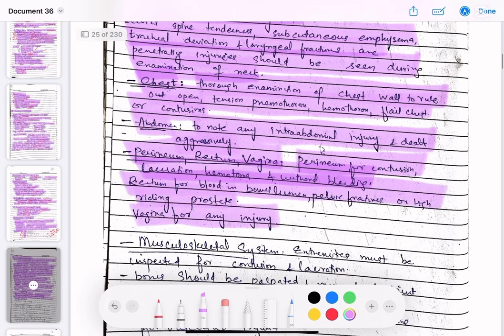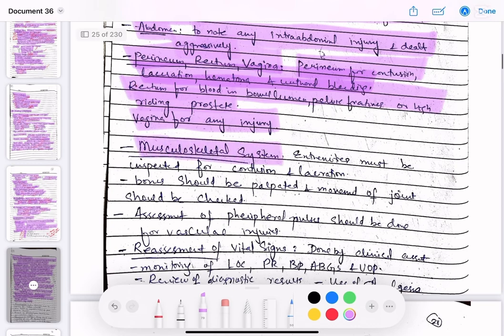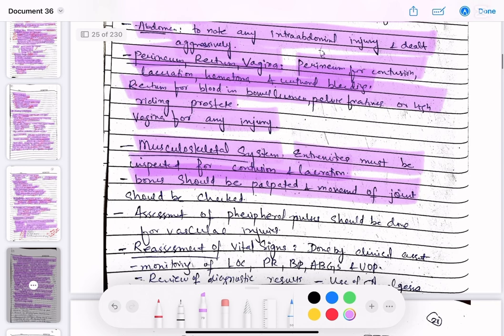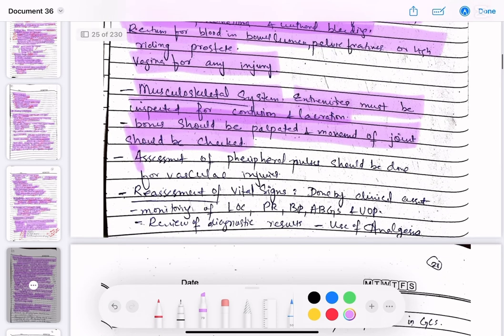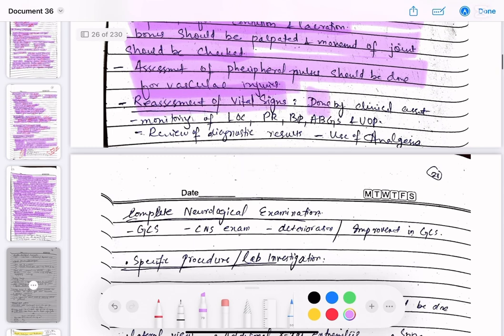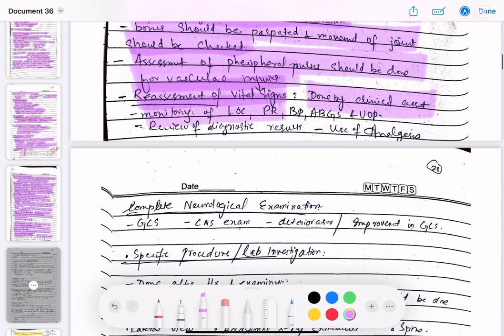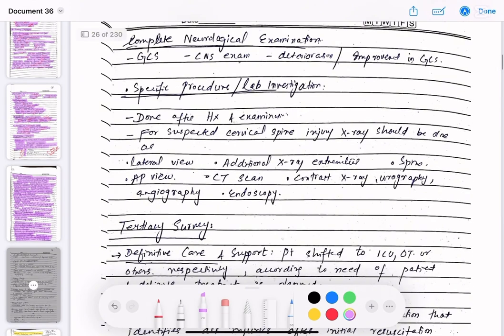The musculoskeletal system is checked. Extremities must be inspected for contusion and lacerations. Bones should be palpated. Movement of joints should be checked. Assessment of the peripheral pulse should be done for vascular injuries, and reassessment of the vital signs is done. It is done by clinical assessment, monitoring of the pulse rate, BP, and arterial blood gases, review of diagnostic results, use of analgesia. In the complete neurological examination, GCS, CNS, and deterioration or improvement in GCS.